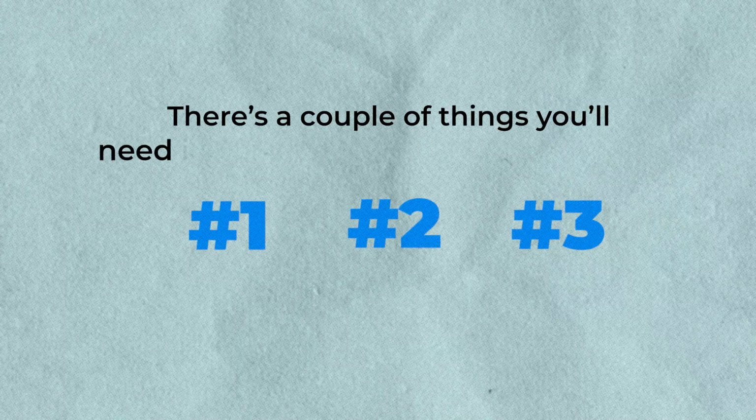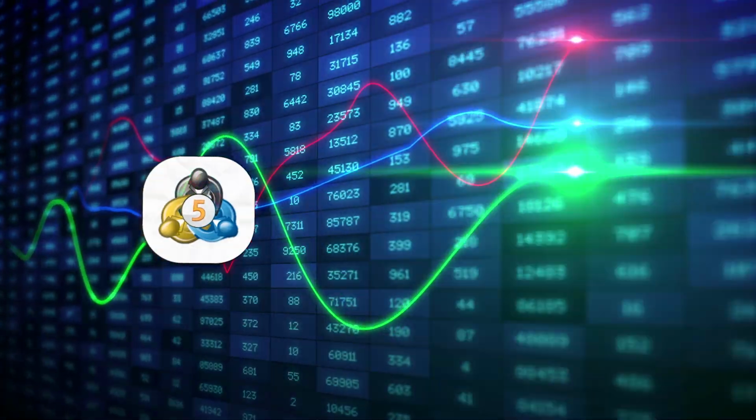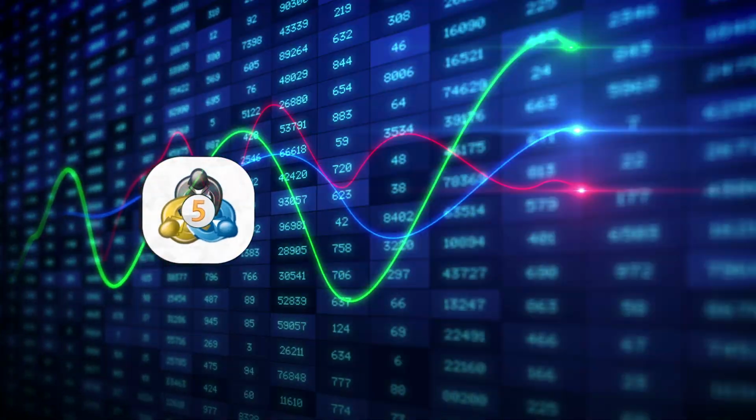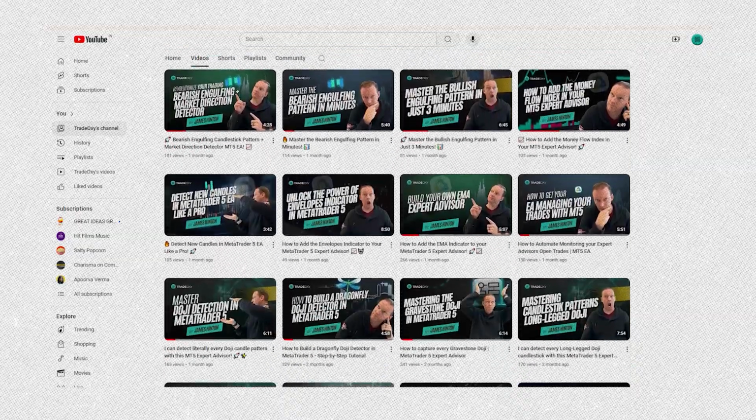Now, there's a couple of things that you need in order to complete this episode. Firstly, you need a working MetaTrader5 terminal because that's where we get the information from. And I really recommend you check out the previous episodes where I've been showing you how to build the user interface and some of the other foundational bits and pieces of information you need to make the strategy work.